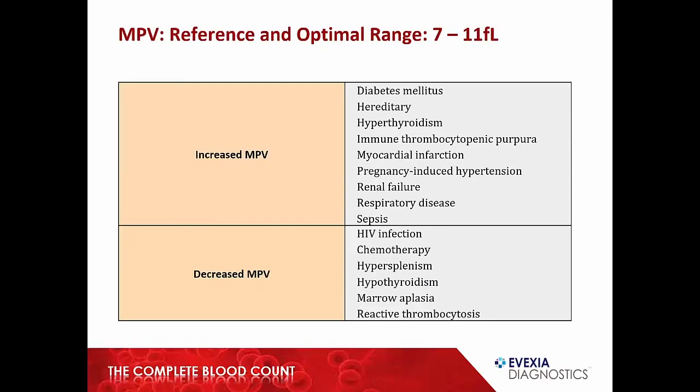So here's the reference and optimal range for the mean platelet volume. It's 7 to 10 femtoliters. And I have conditions that would cause an increase in the mean platelet volume and conditions to review for a decrease in the mean platelet volume.